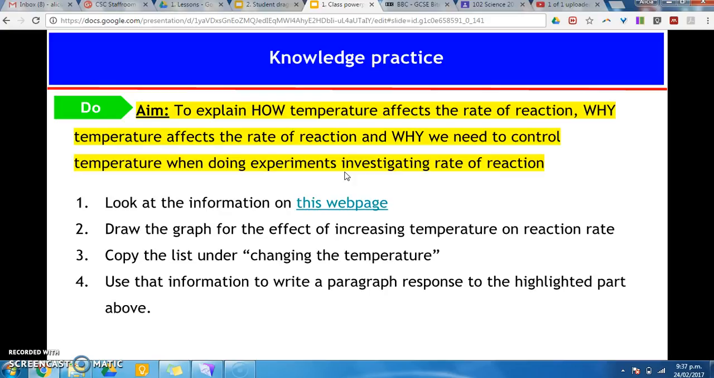What would happen if we had one experiment happening in the room where it's room temperature, and then perhaps one experiment where it might be happening outside and it's a cold day? Or if we do the experiment on one day where it's hot, and then the experiment again on a second day where it's a lot colder. How would that affect the reaction rate, and is that going to make it a fair test or not? Once you've written that paragraph, please send it to me or give me your book so that I can have a look at it.